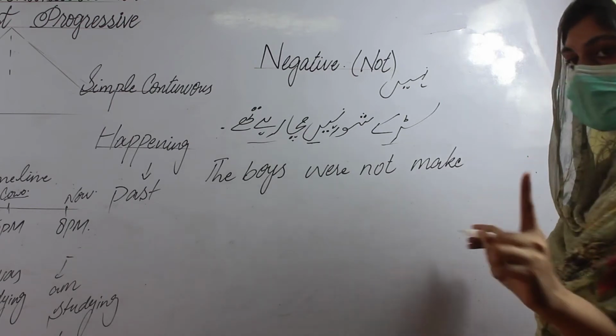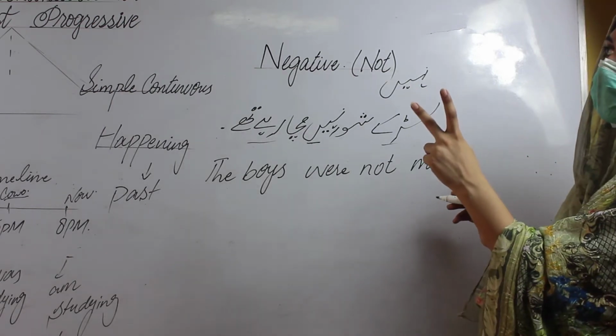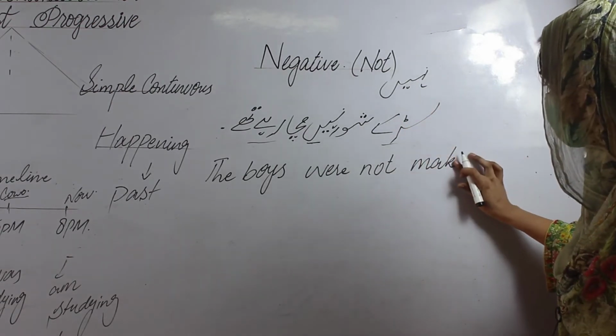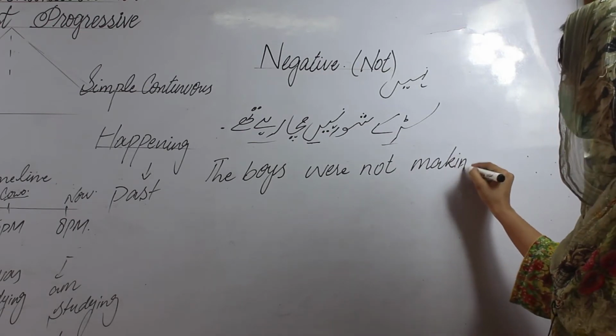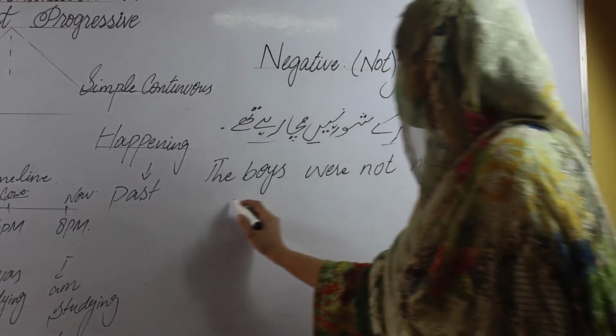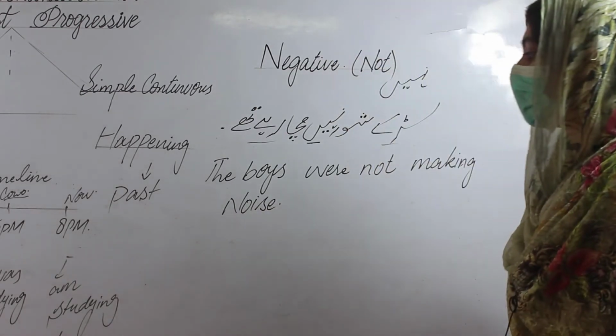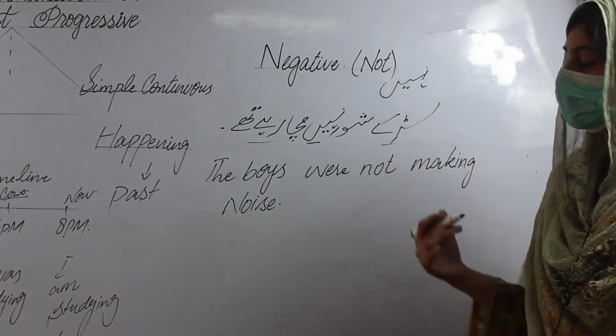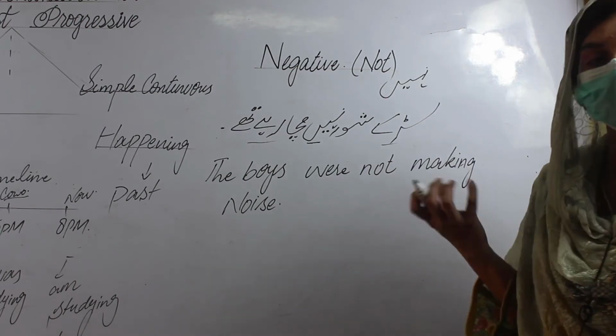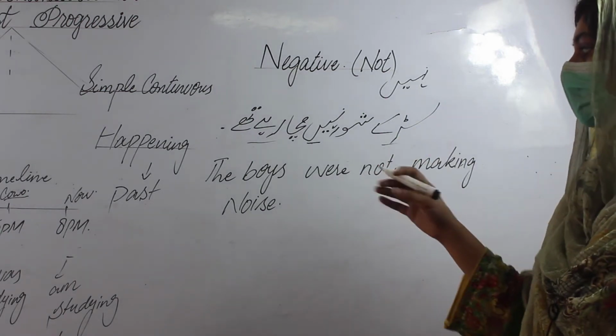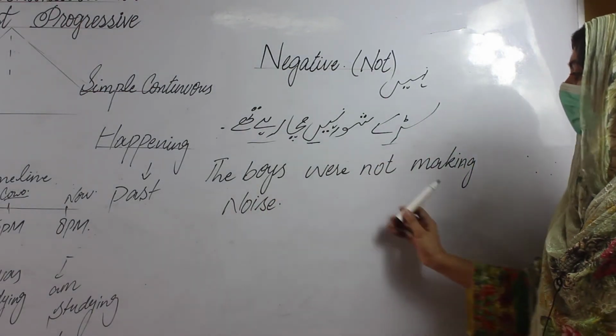Make is the first form, but we are doing the past continuous tense, so with the addition of ing, that is the present participle. The boys were not making noise. So this is the conversion of the continuous tense into the negative form, the second part, into English. The boys were not making a noise.